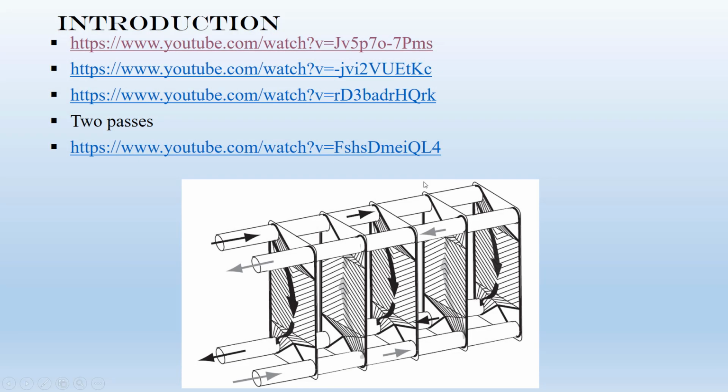Okay, now here we can see a simple schematic for a plate and frame heat exchanger. This is the hot fluid. As you can see, it's distributed over different plates. And then this is the cold fluid. Normally, in all plate and frame heat exchangers, the fluids are in counterflow.